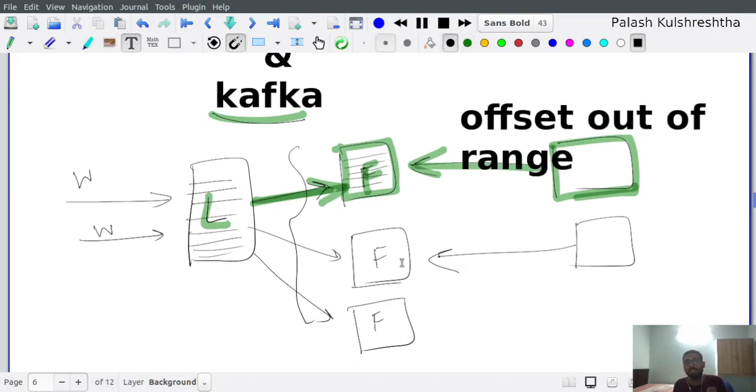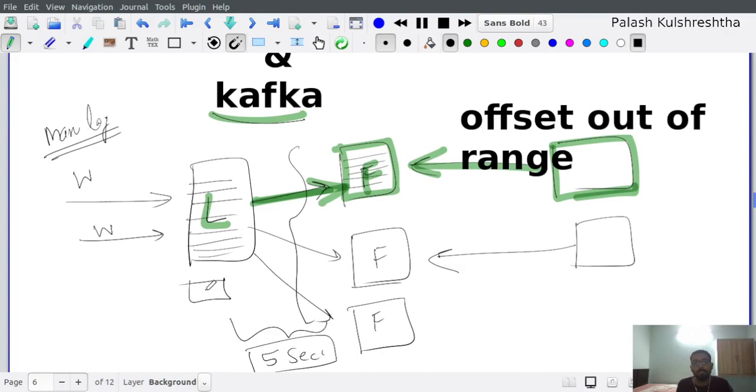Whereas in MongoDB, we have a configuration which allows a maximum lag, or maximum time for which a follower can be behind a leader. For example, let's say a follower is behind by 5 seconds. The data which is written on the leader gets replicated to followers after 5 seconds. This is called replication lag.